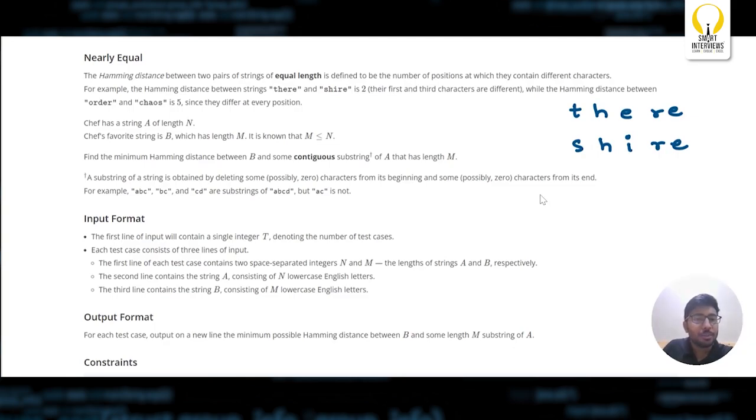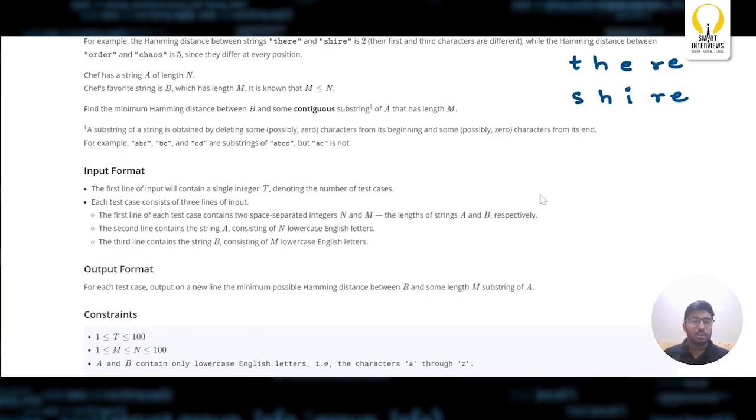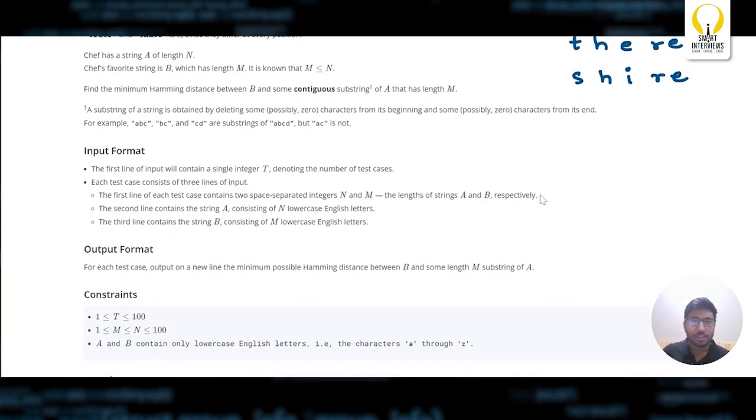Now, in the input, you are given two strings. A string A of length n and you are also given string B of length m. Also given, m is less than or equal to n. You have to find the minimum Hamming distance between B and some contiguous substring of A that has length m. So let's try to understand what this contiguous substring means.